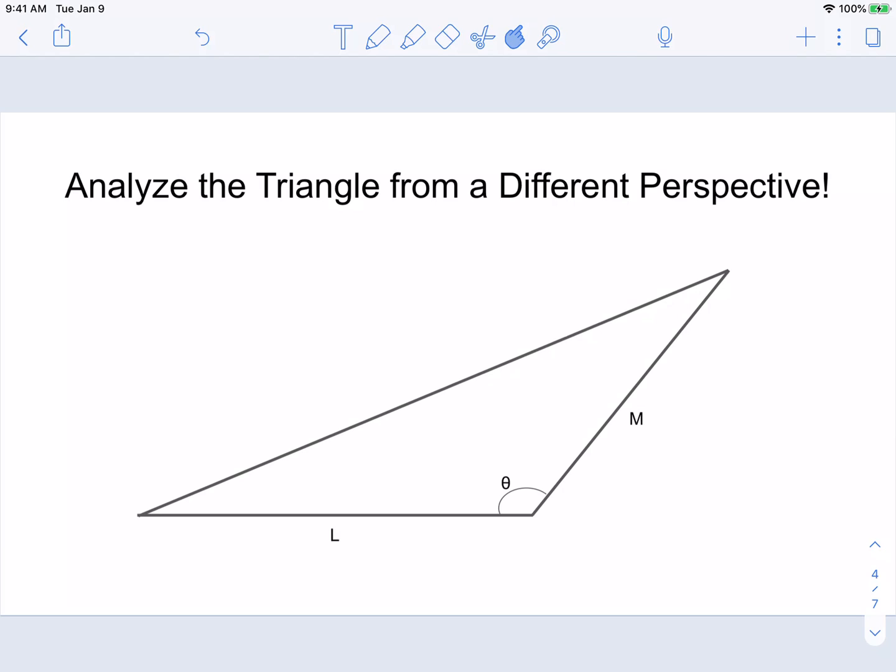So take a look at this triangle here. This triangle, and I just made up random variables, folks. You may be like, where does she get L and M? I just picked two letters out of the alphabet.